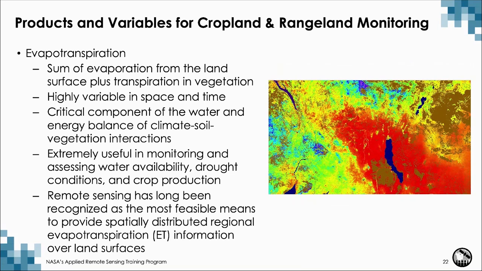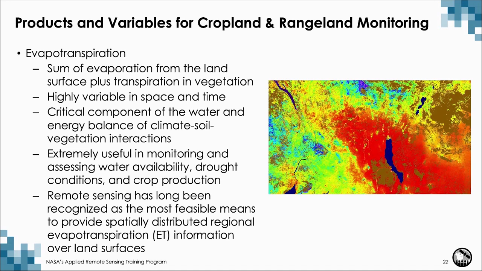Another key variable for agricultural monitoring is evapotranspiration, which is the sum of evaporation from the land surface plus transpiration in vegetation. Some of the factors which determine transpiration rates are temperature, atmospheric moisture, wind, and soil moisture. Evapotranspiration, or ET, is highly variable in space and time. It is a critical component of the water and energy balance of climate-soil-vegetation interactions. ET is important for irrigation management, crop stress, yield prediction, and water productivity.